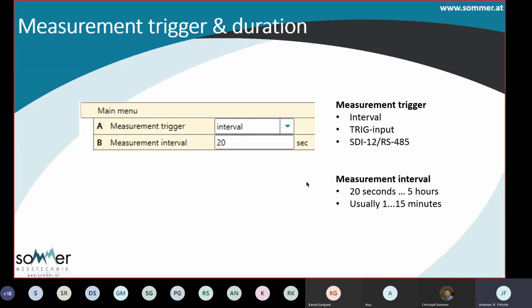Then the next thing is the measurement interval. How often do you want to measure? You can select a measurement interval between 20 seconds and up to 5 hours. Usually we use a measurement interval between 1 minute and 15 minutes, depending on your river and how fast the flow changes, and of course the application you require the instrument for.